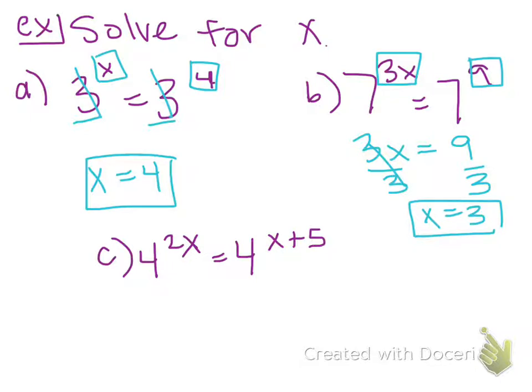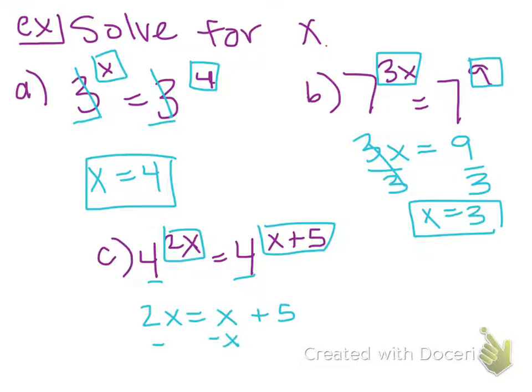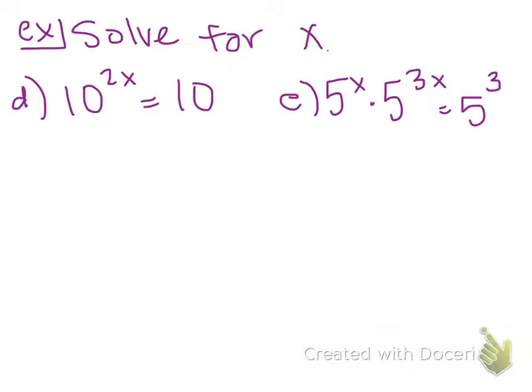Letter C, again, I have the bases of 4. They match. So now I'm going to set my exponents equal. So 2x equals x plus 5. I'm going to subtract this x over to get all my x's on one side. And when I do that, I get x equals 5. Letter D, whenever you see a number like this on the right-hand side by itself, it's implied that there is a 1 there. So now that I have that filled out, I can now set my equation up of 2x equals 1. Divide both sides by 2, and x equals 1/2.